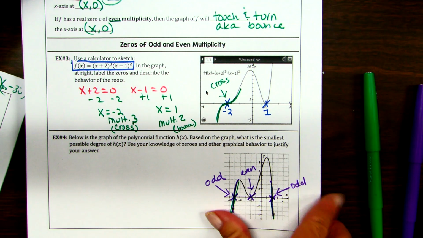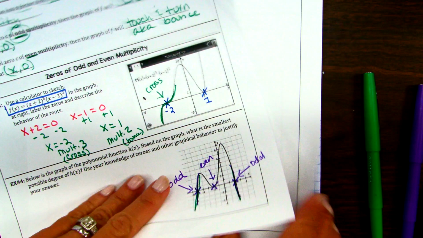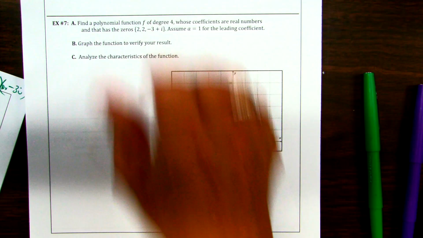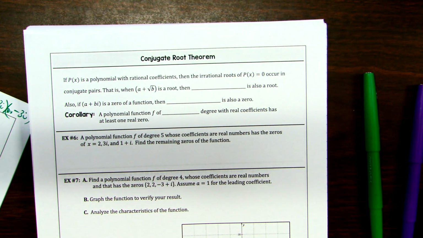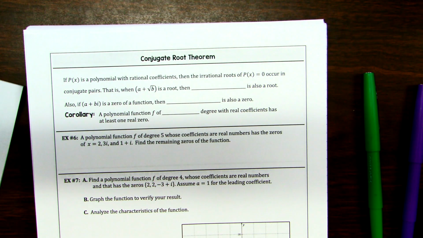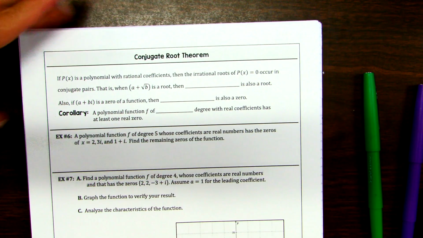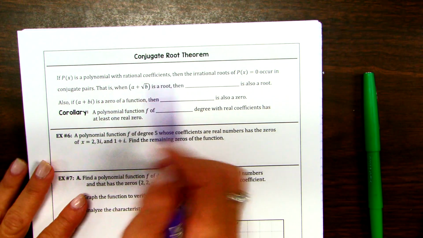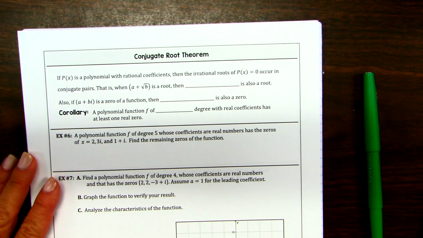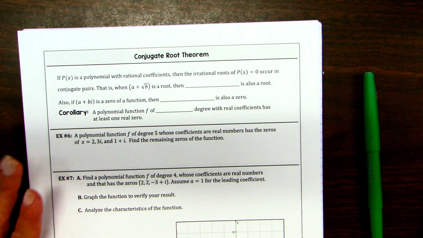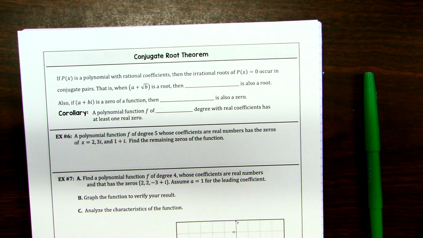All right, last thing. Conjugate root theorem. And then we're going to do our homework together. We're almost there, I promise. And this is easy. Easy, easy. Conjugate root theorem. Again, terminology you don't have to memorize, okay? But what we need to remember is this.